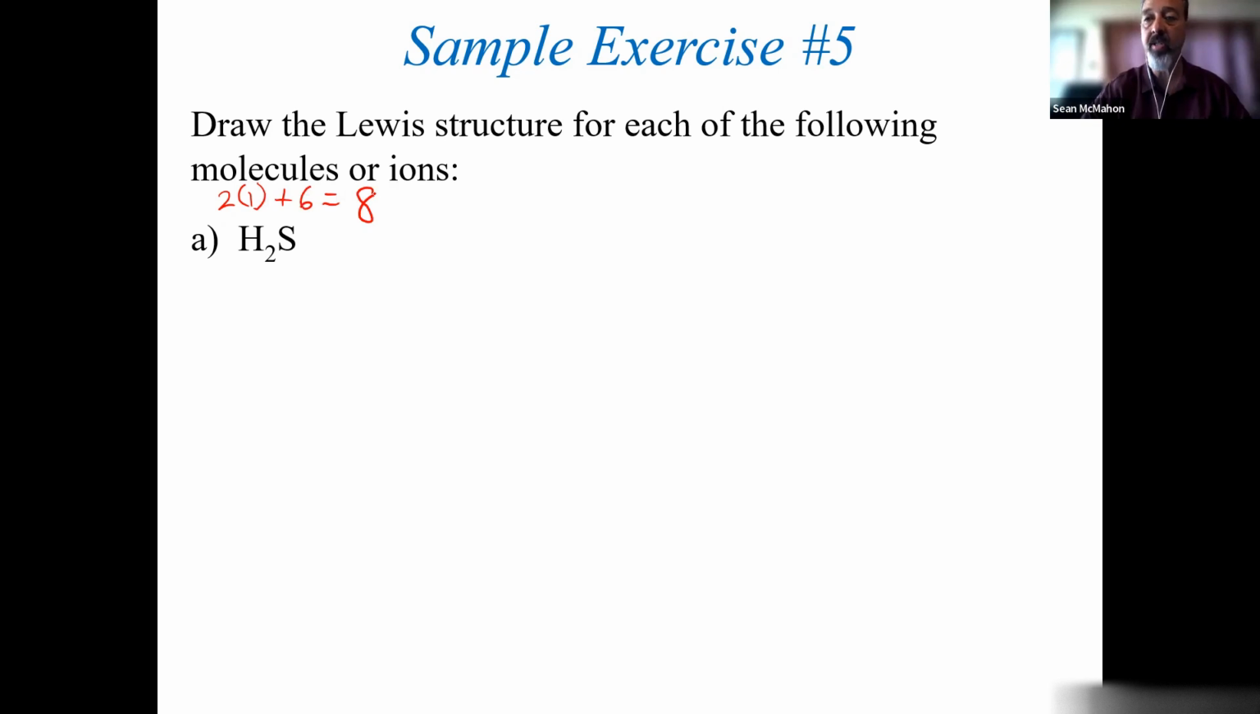Second, who's the central atom? Hydrogen can never be the central atom, ever. Okay, so what are we going to do? Sulfur is going to be in the middle, and hydrogen's always an exterior atom.